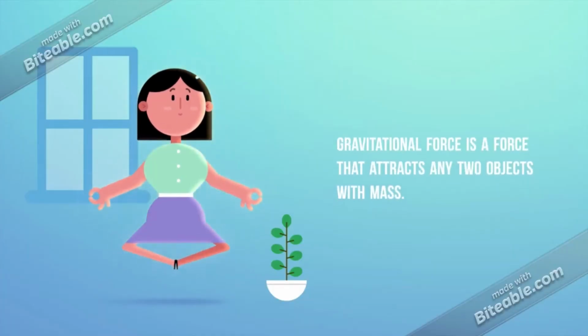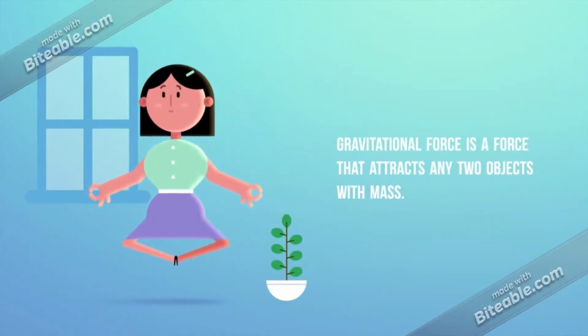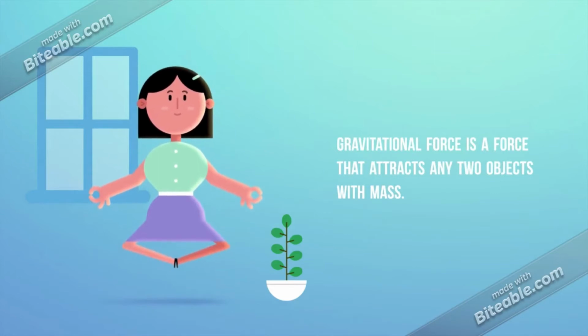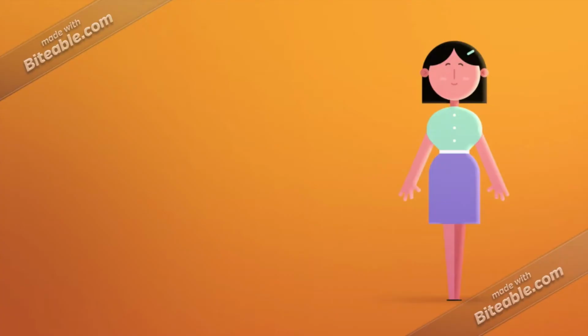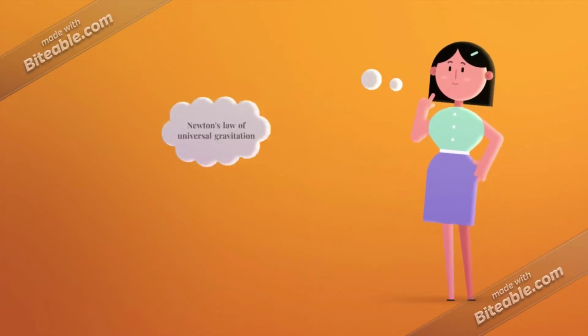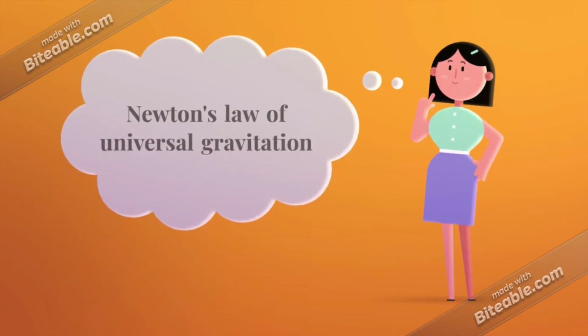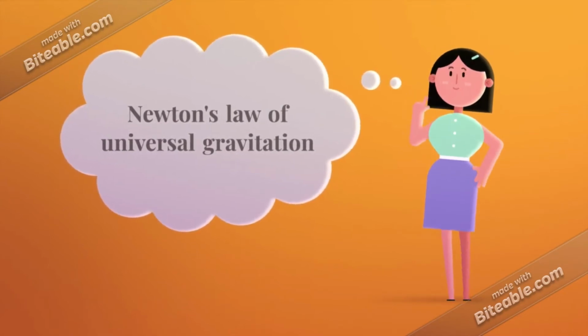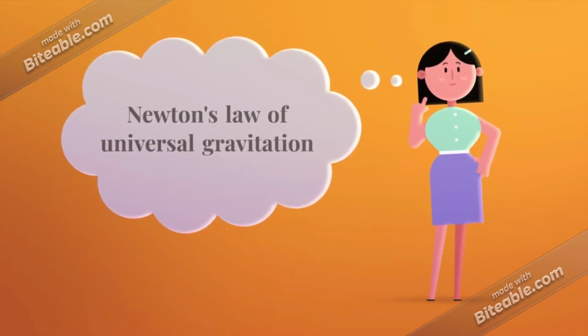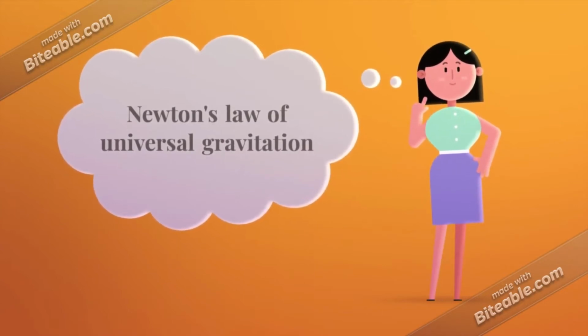Gravitational force is a force that attracts any two objects with masses. We call the gravitational force attractive because it always tries to pull masses together, it never pushes them apart. Newton's law of universal gravitation is usually stated that every particle attracts every other particle in the universe with a force which is directly proportional to the product of their masses and inversely proportional to the square of the distance between their centers.